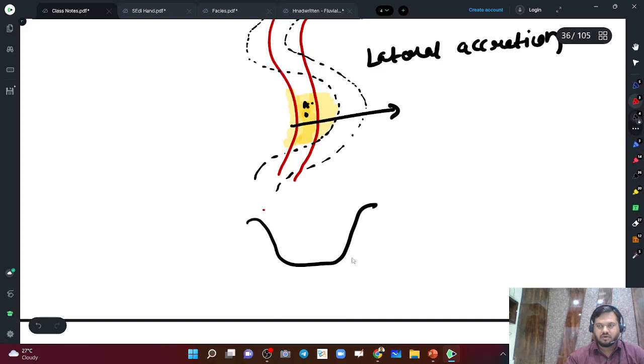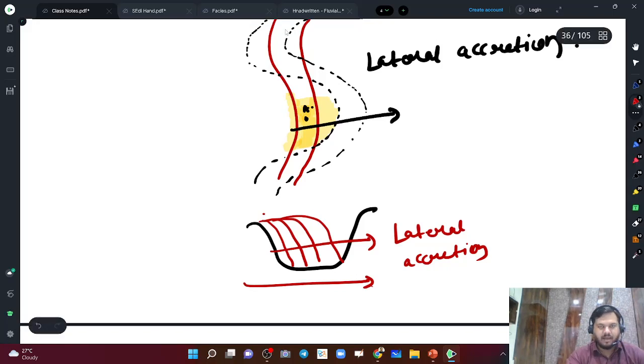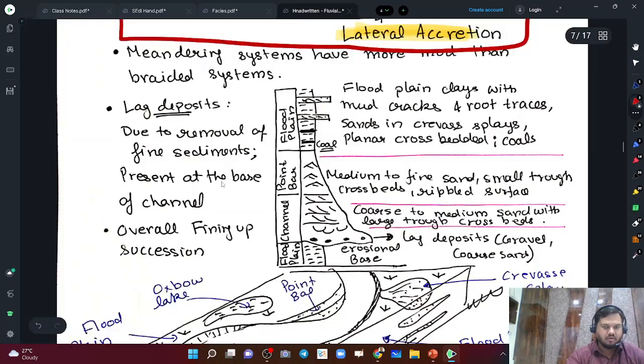So this is what is happening. More and more deposition is happening, right? So this is what we call lateral accretion. Basically, the sediments are building up in this direction. So again, coming back to the main notes.